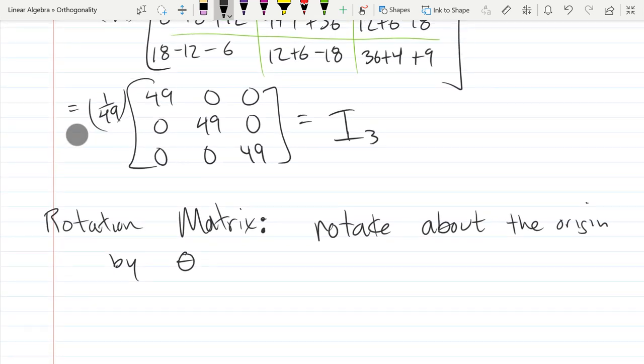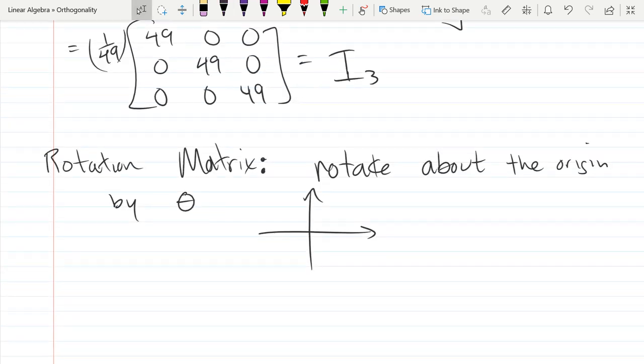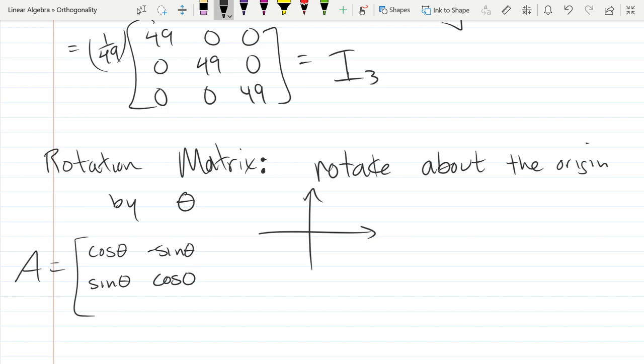We're going to rotate about the origin by theta, and we're going to be in R2 here. So the rotation matrix is cos theta, negative sine theta, sine theta, cos theta.